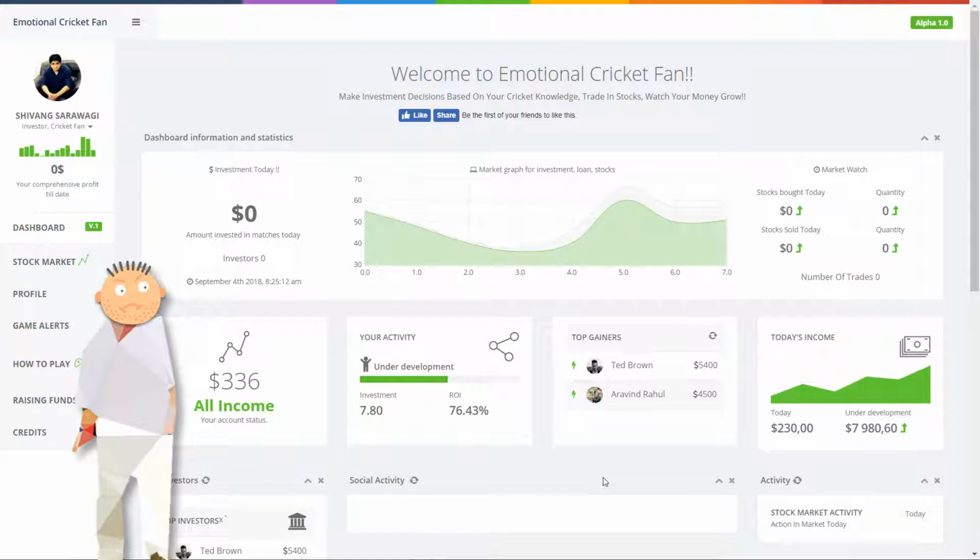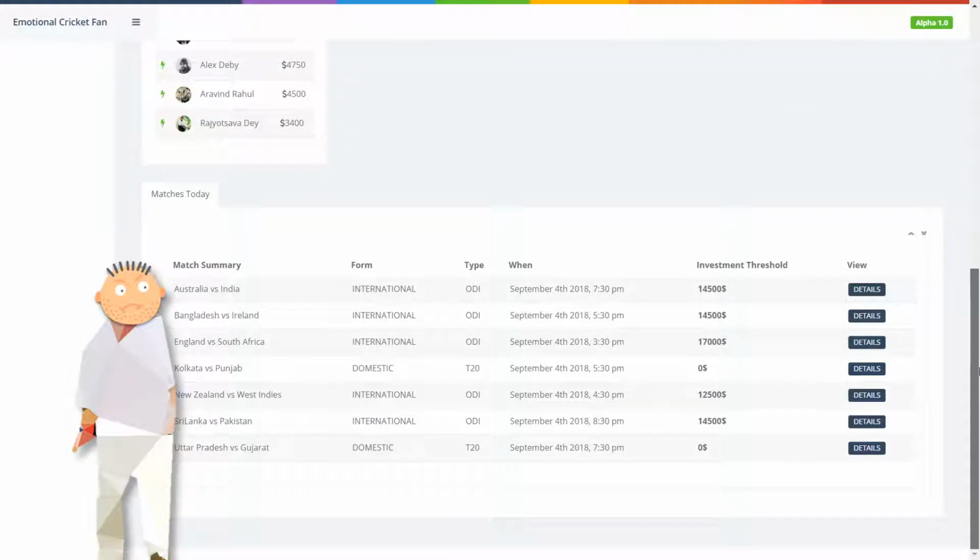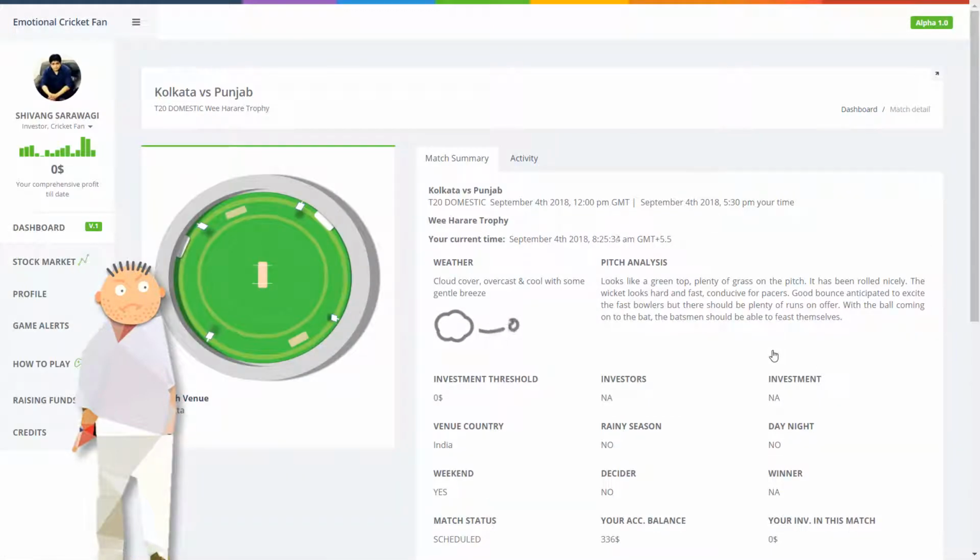I'm Shivang and I'm here to tell you about my game Emotional Cricket Fan. ECF is an online multiplayer strategy cricket game which tests your business and cricketing acumen at the same time. It offers us a competitive multiplayer experience, making us compete against the other cricket fans to top the social leaderboards. I've integrated the game with Facebook so we can compete against our friends on Facebook too.